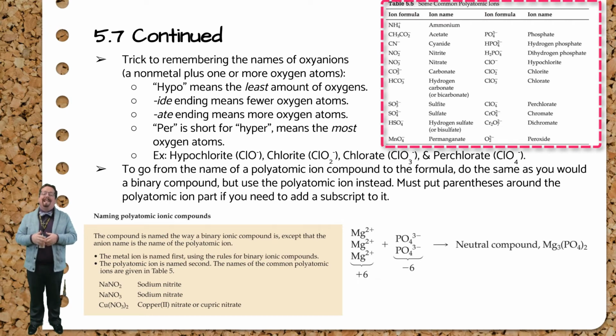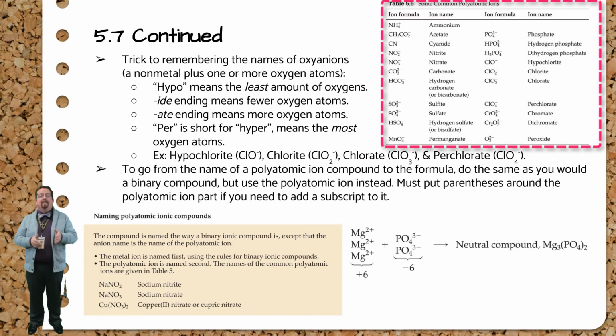Even though ammonium doesn't have any metals within it, it can act as the cation in an ionic compound because it has an overall positive charge. These are named in the same way that we name binary ionic compounds, but we don't change any of the endings on the polyatomic ion names. We write them just as they are.